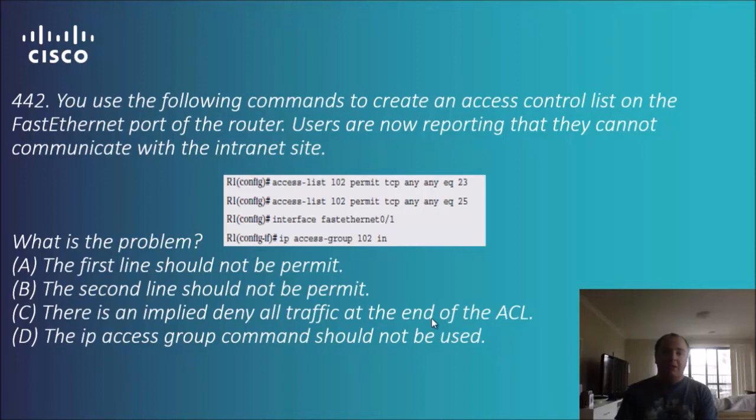442, use the following commands to create an access control list on the fast Ethernet port of the router. Users are now reporting that they cannot communicate with the intranet sites. What is the problem? So we've got the first line should not be permit, the second line should not be permit. There is an implied deny all traffic at the end of the ACL. The IP access group command should not be used. So have a look through here. It's defining an access control for Telnet and also SMTP, and then interface fast Ethernet, and then assigning it to that interface. In this instance, the answer is C.